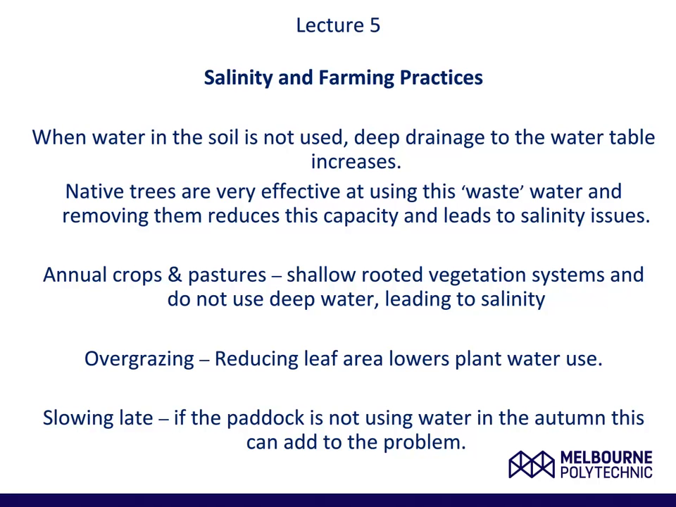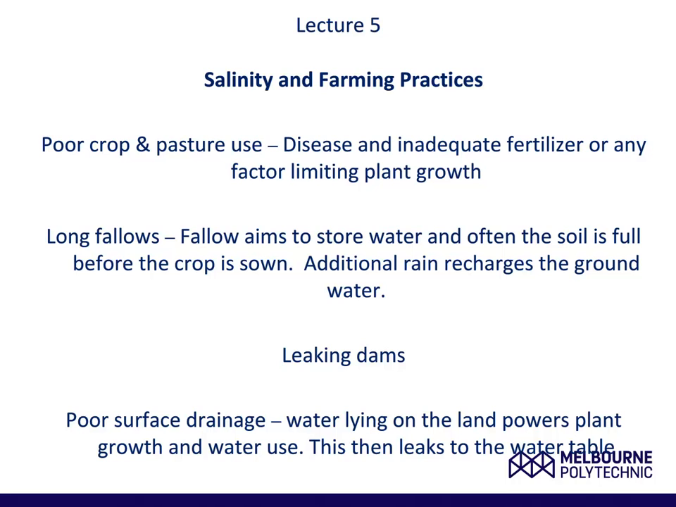Overgrazing can reduce leaf area and lowers plant water use. Sowing late can also cause or make salinity problems worse, as if the paddock is not using the water in the autumn, this can again add to the problem. Disease and inadequate fertilizer, or any factor that limits plant growth, can also impact on salinity.